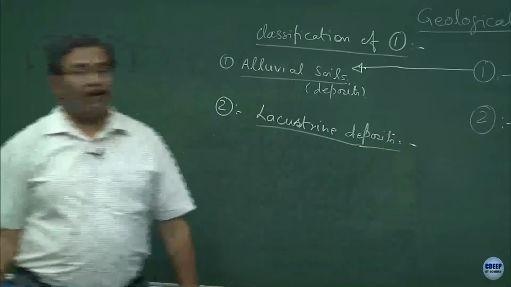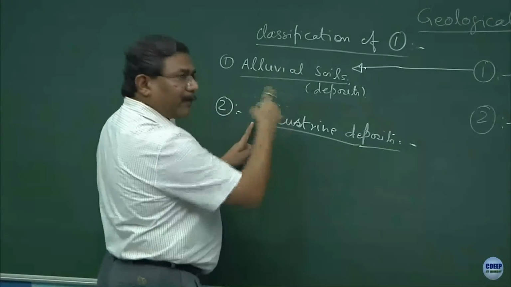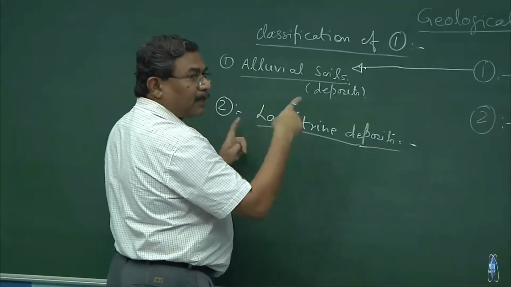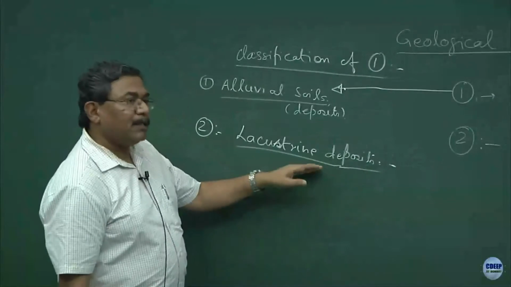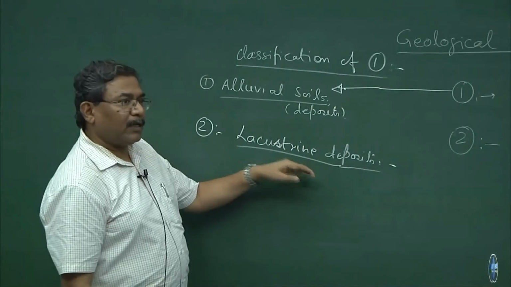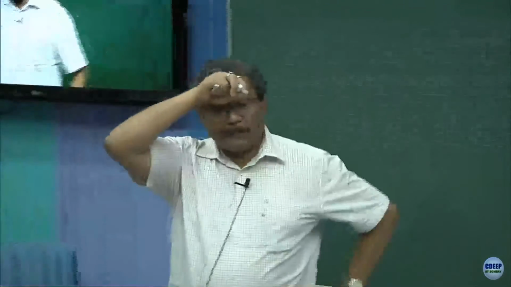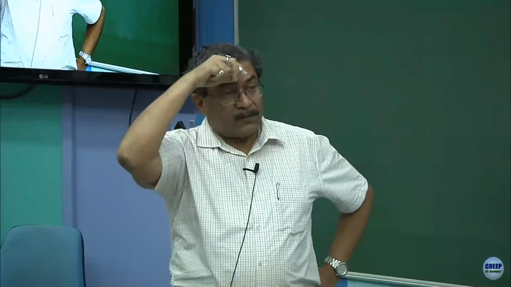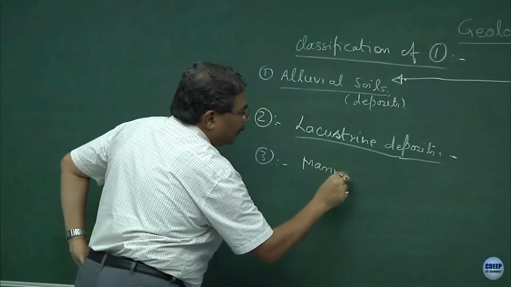Check it in the dictionary. What is lacustrine? Basically, the term lac has come from lake. So, all these deposits are in the freshwater lakes. So, a lacustrine deposit of the soil is from freshwater lakes. Is this okay? The third one is marine deposits.